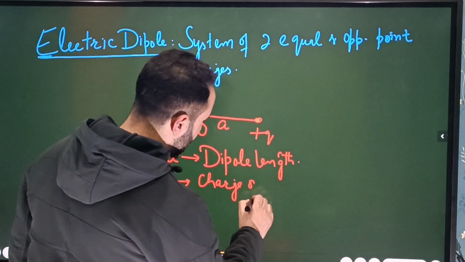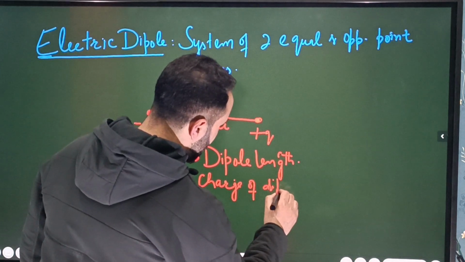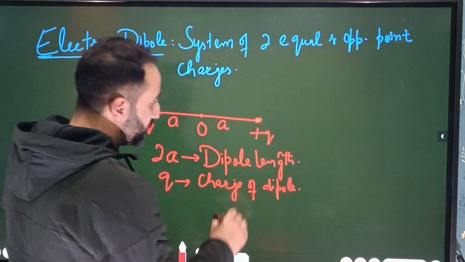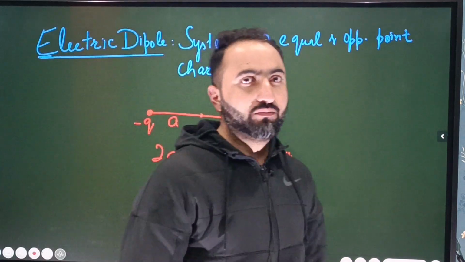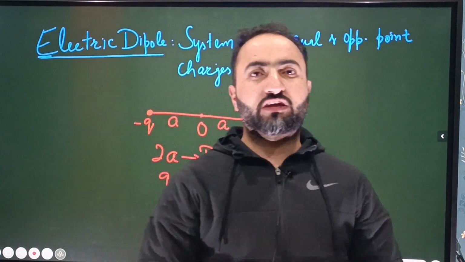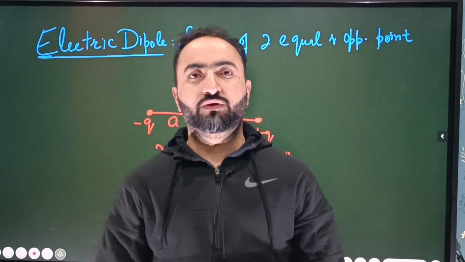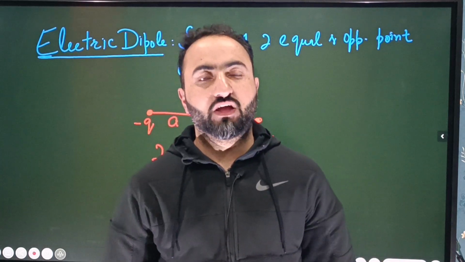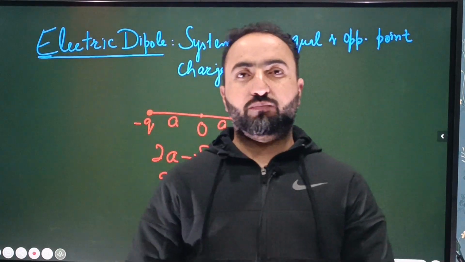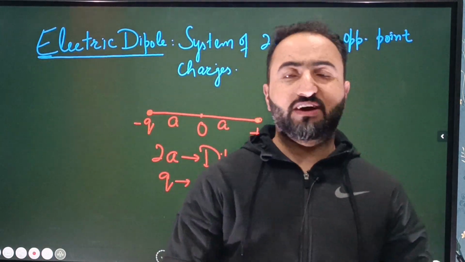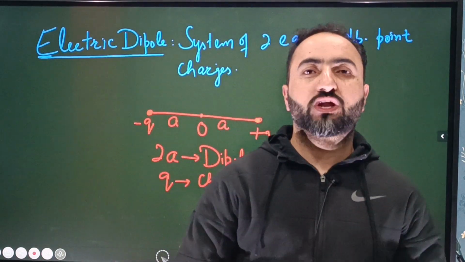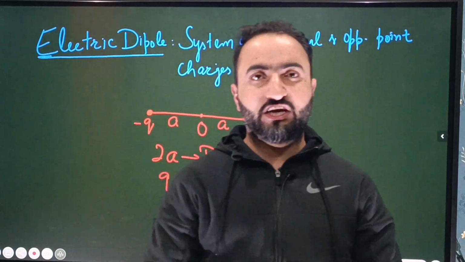Charge of dipole. Okay, here is a point you should know. If for example I am saying that the electric dipole has a charge of q, what does it mean? It means that it contains two point charges, one having a charge of plus q, another having a charge of minus q. The net charge of the dipole as a whole is 0.